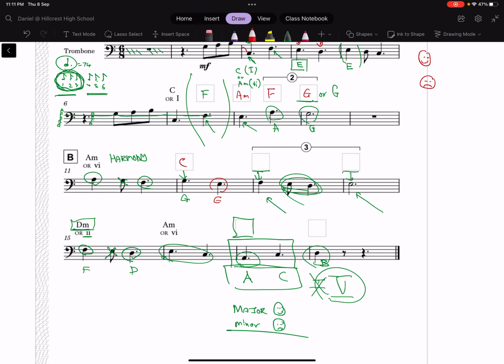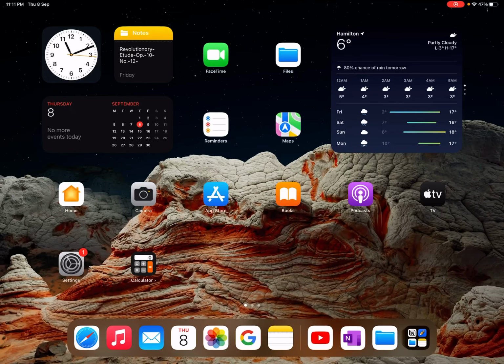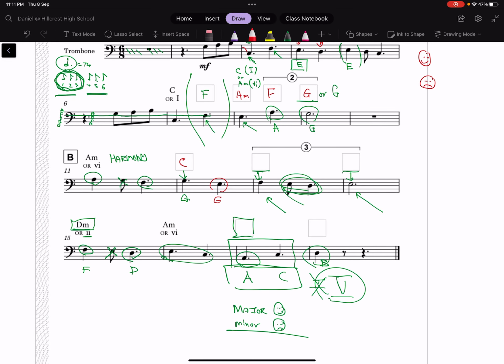Let's continue with section B. Here is section B for the first time.